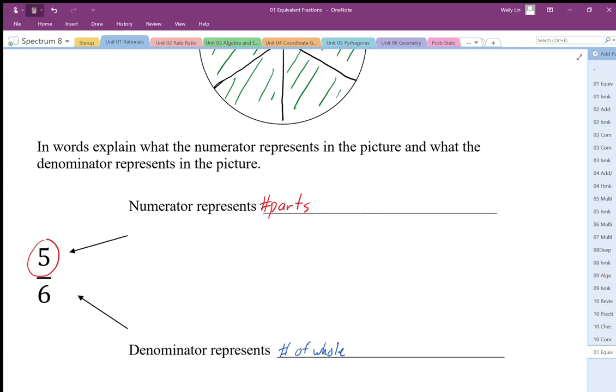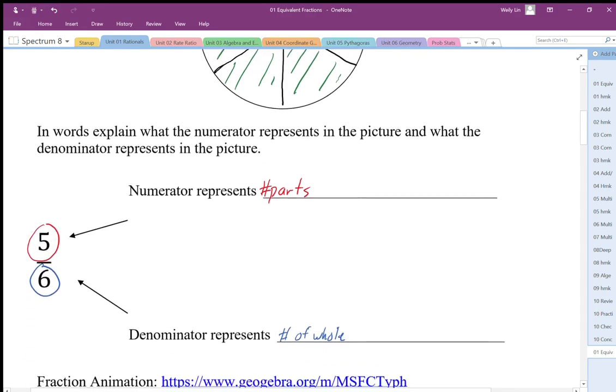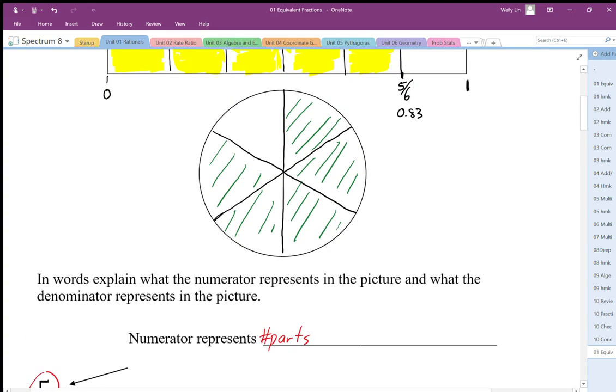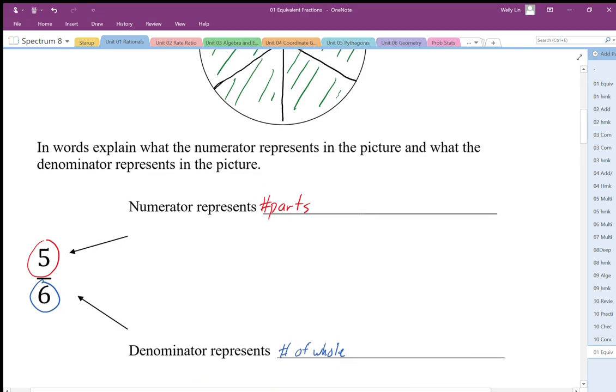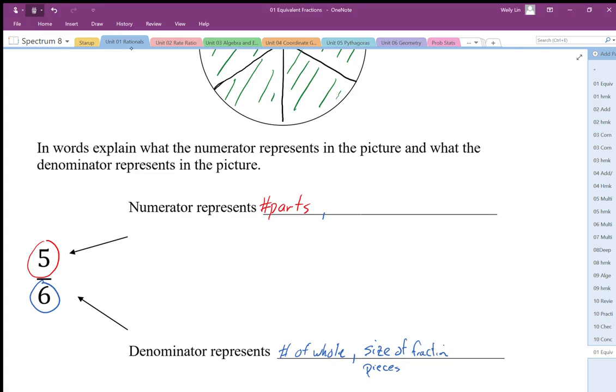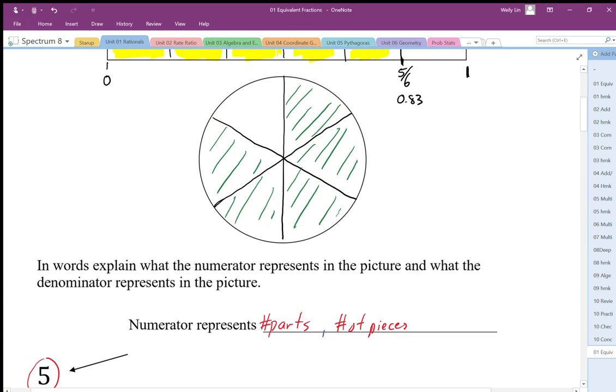We could also express the numerator, and this might be a little bit new to you, as how many pieces we have, and then the denominator represents how big the pieces are. When we talk about a 1/6 fraction, it tells us how big the fraction piece is. A 1/6 fraction looks different in size than a 1/8 fraction or a 1/4 fraction. So the denominator can represent the size of the fraction pieces, and the numerator would then represent the number of fraction pieces. So when we talk about 5/6, the 6 represents how big each slice is. The 5 represents how many slices we have.